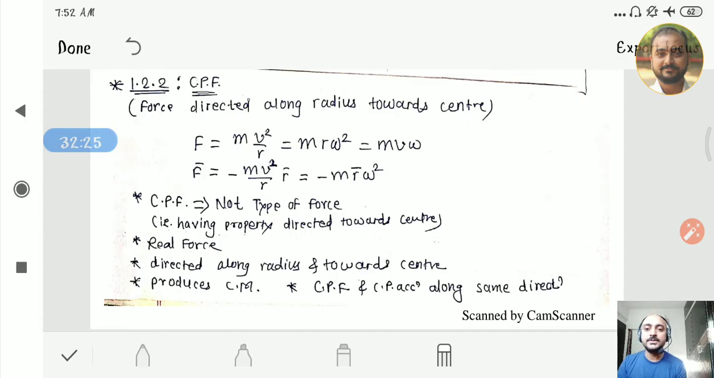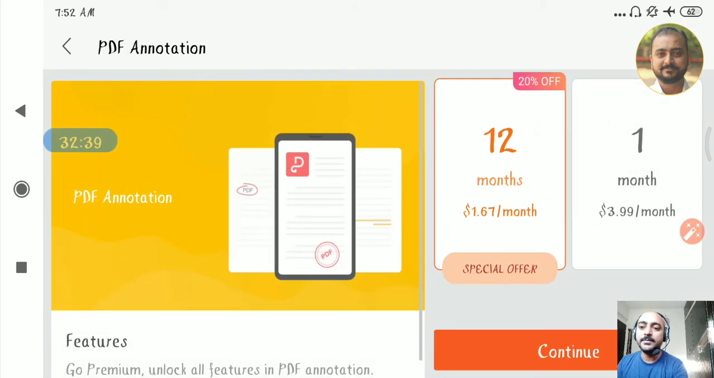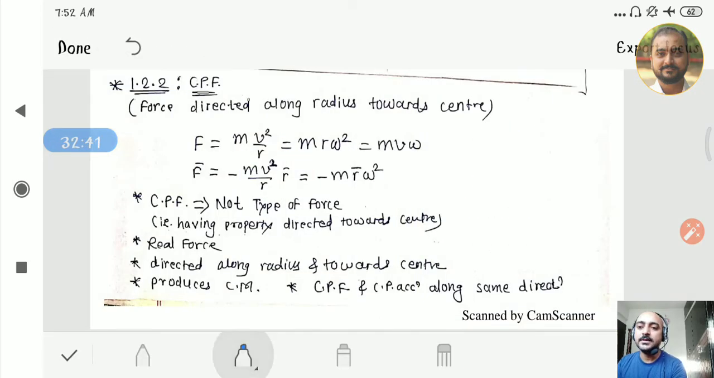Means the force which is directed towards the center is called centripetal force. This is not a special type of force. This force is a real force. Centripetal force is always a real force. Means it may be electromagnetic force, nuclear force, or gravitational force, which is always directed along the radius towards the center.